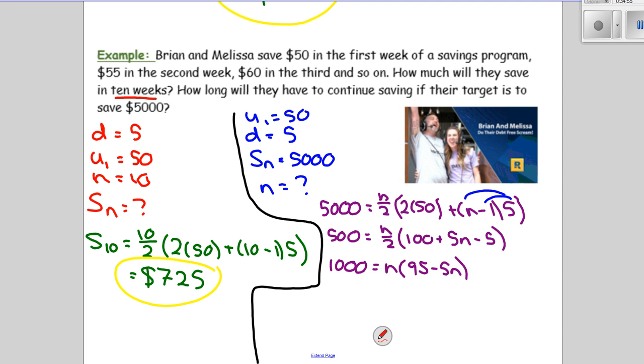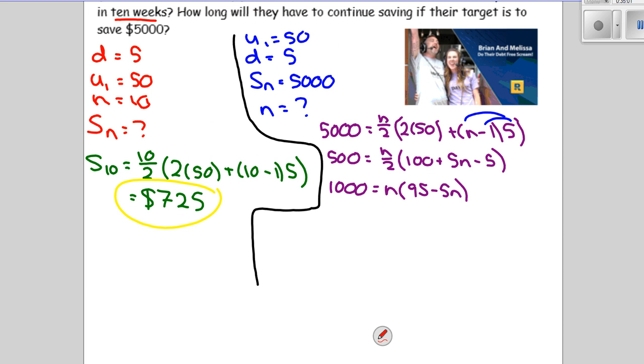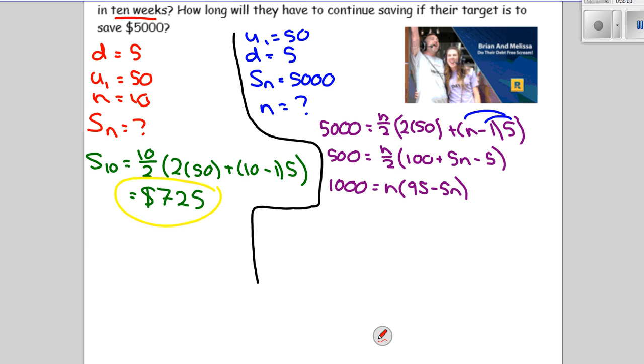Did I do something wrong there? It's 10,000. Sorry, I wrote 500, didn't I? In the above line, I wrote 500. Is it 95 plus 500? Yes, thank you. So we've got 5,000 here, so therefore that's right, 10,000. And then 95 here, and then plus 5n.